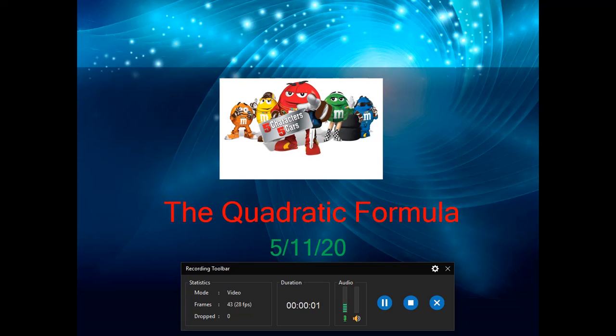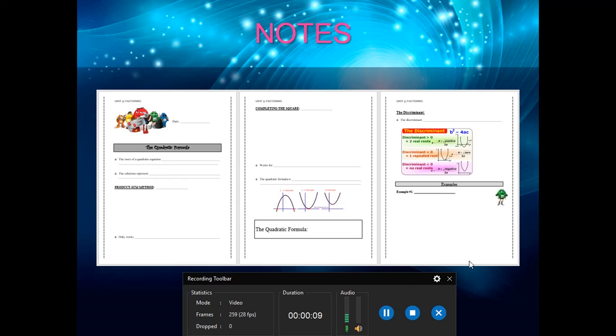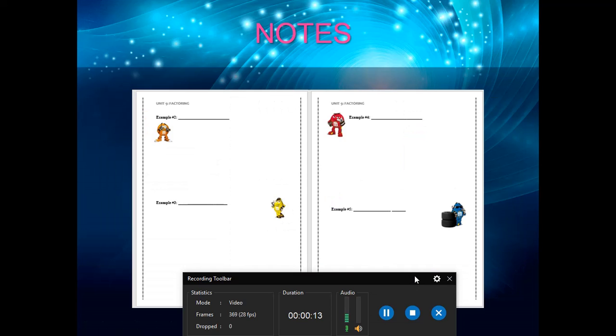Today's topic is the quadratic formula, and you can use the date of May 11th. These are the first couple pages of our notes and the last two.